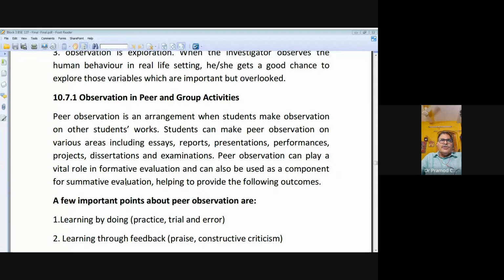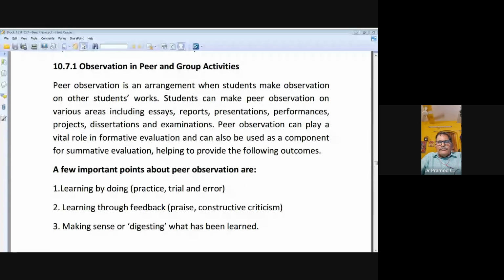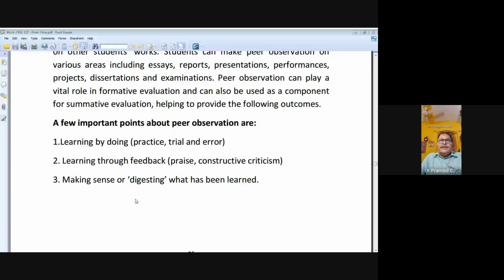Sometimes the students are playing together. At that time, through learning by doing, we can get practical activities, and it is nothing but a trial and error method. We are doing something, facing the problem, overcoming the problem, then we will succeed. Learning through feedback: when we are learning something, if we excel in that learning, then automatically we will get praise, and if we do not, then we will get criticism.